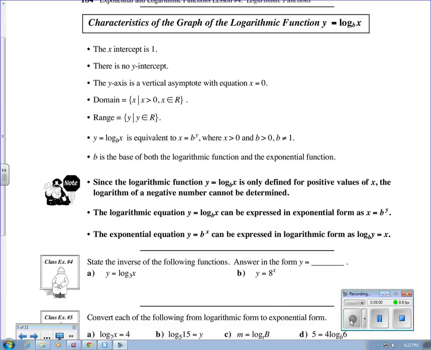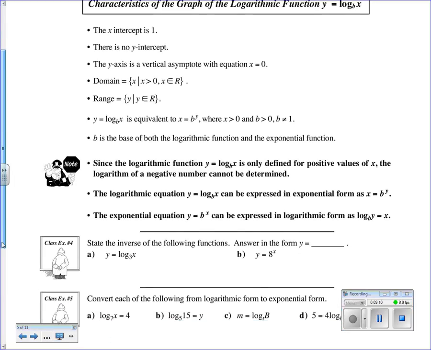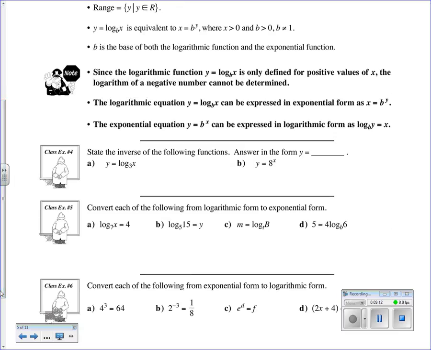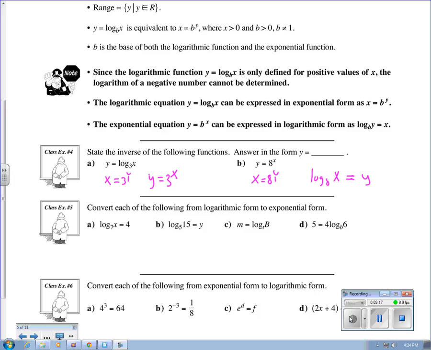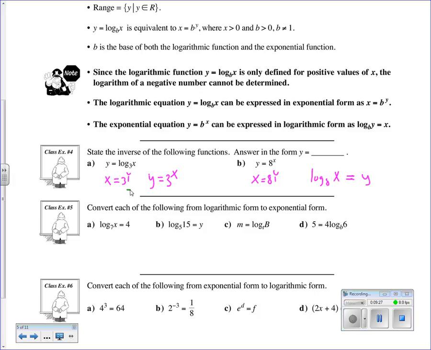And b is the base of both the logarithmic function and the exponential function. Take a look at the policeman's notes, and we're going to try to play around with some statements. We have to answer in the form of y equals. So I've worked ahead just a little bit on this. First, I have to find the inverse. So in order to find the inverse, I flipped to exponential form, and then I made the x's and the y's flip spots. So this is the inverse of my log function.